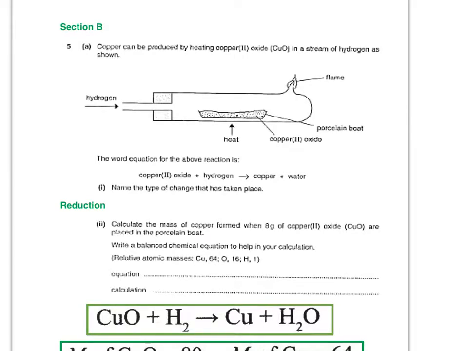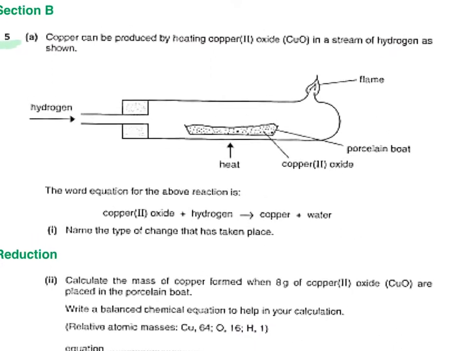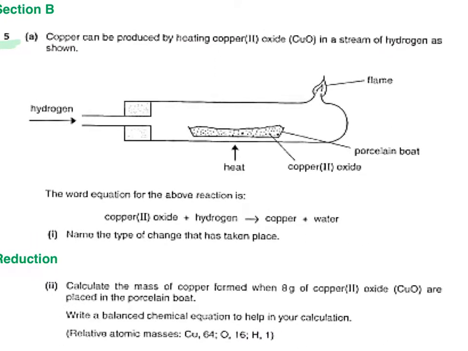Okay, let's do section B. Section B, question 5. Now you're given a metal, copper. I'm going to use red here because copper metal is usually reddish brown, as in the copper wires. They say that copper can be produced by heating copper oxide in a stream of hydrogen.